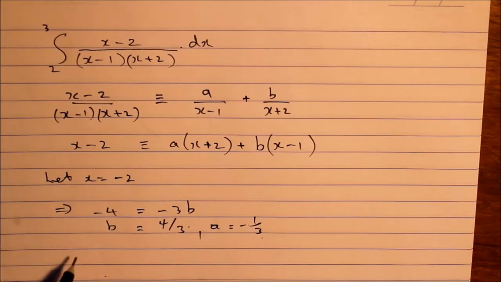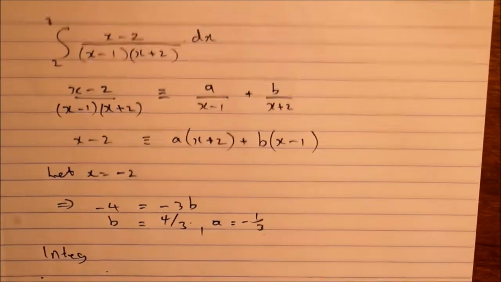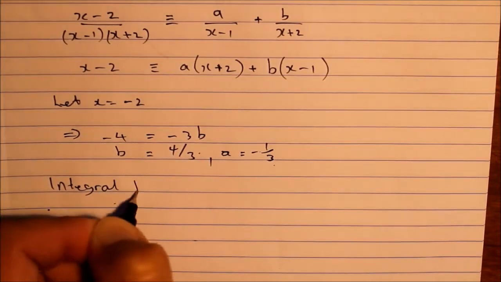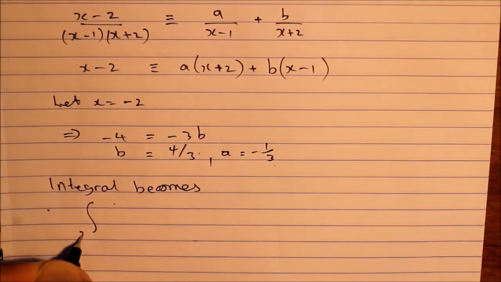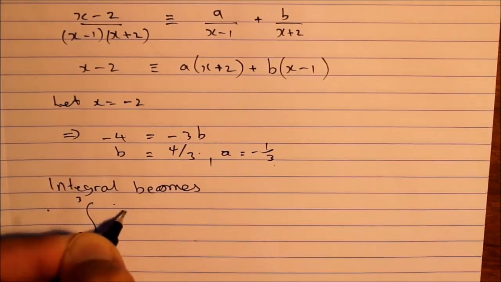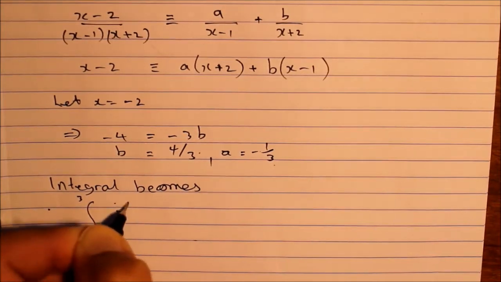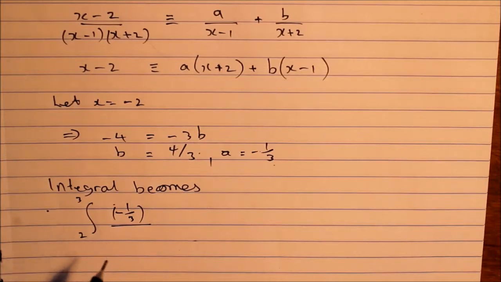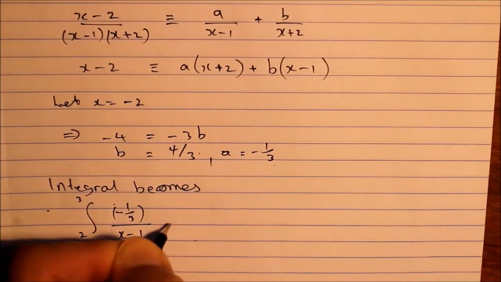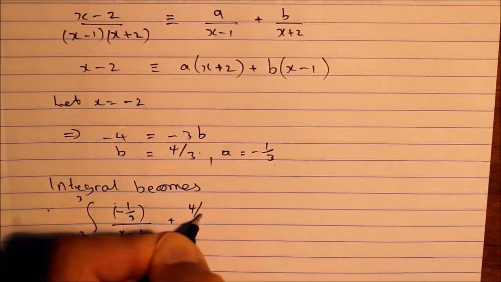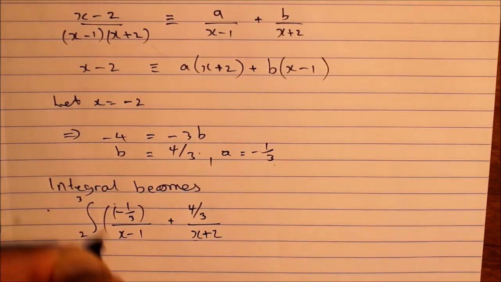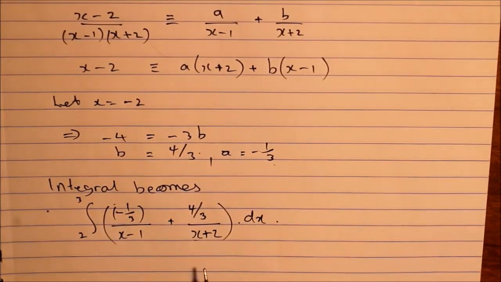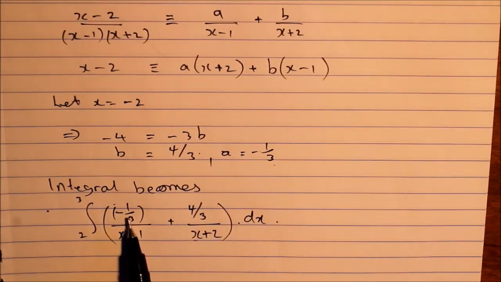Okay, so therefore the integral becomes, can I just move that up? The integral is equal to, I should probably have written 2 to 3. Now what have we got? Let's just look at this for a second. Minus 1/3, put a bracket around that, over x minus 1 plus 4/3, yep, over x plus 2. This is a logical spot to stop in the question and check. You would not want to load the wrong coefficients in above them, so that looks right.